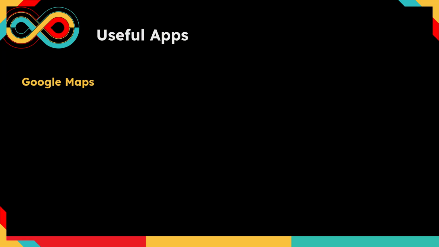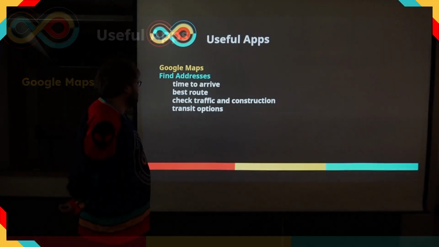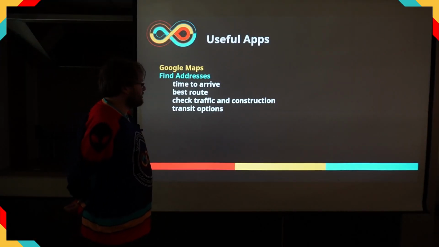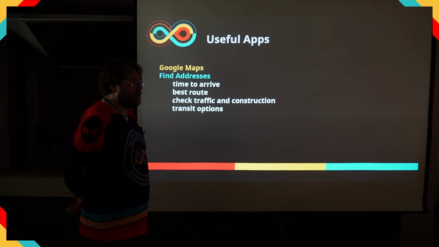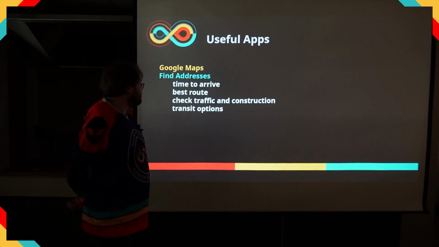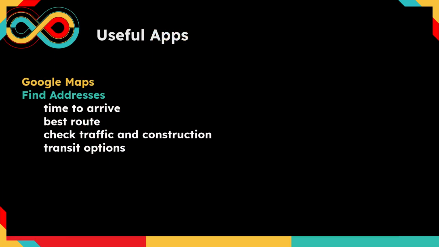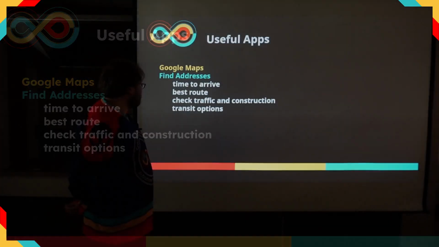Google Maps, this is another useful app. Useful, again, to find addresses and time to arrive. They take into account construction, accidents, heavy rush hour. Again, there's a bit of a time lag with that, so it's not always accurate. It might be accurate when you leave, but again, things can change. But yeah, that's kind of useful. And it'll tell you the best routes.